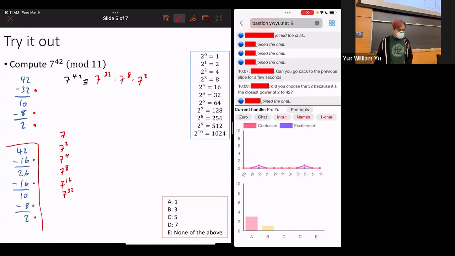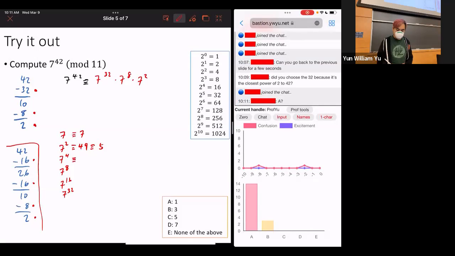Okay, we have a few answers, so let's start working through it together. So 7 is just 7, of course. 7 squared is congruent to 49, which is going to be congruent to 5, right? 7 to the 4th is going to be congruent to... we have a lot of people who are guessing A. Hopefully you guys actually solved it and are not just going by whatever the first person answered, but let's see what happens. 7 to the 4th is going to be congruent to 25, which is congruent to 3.